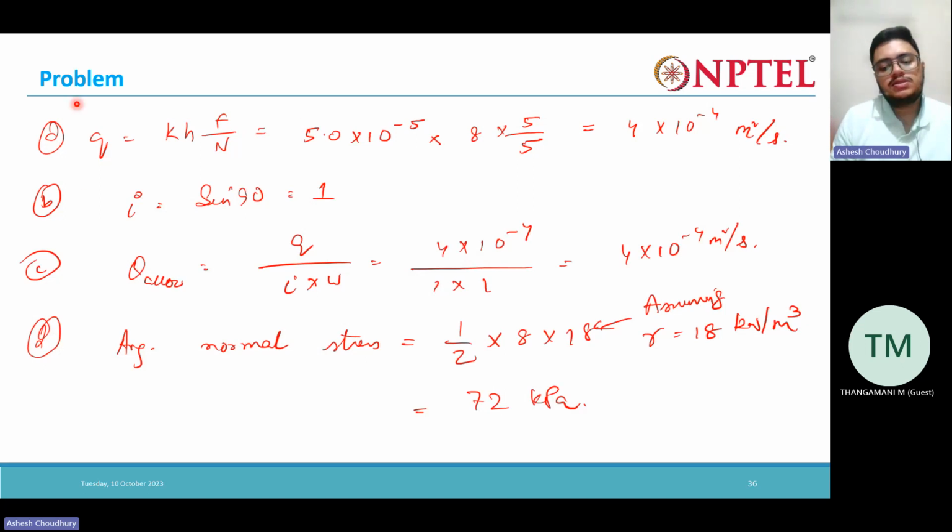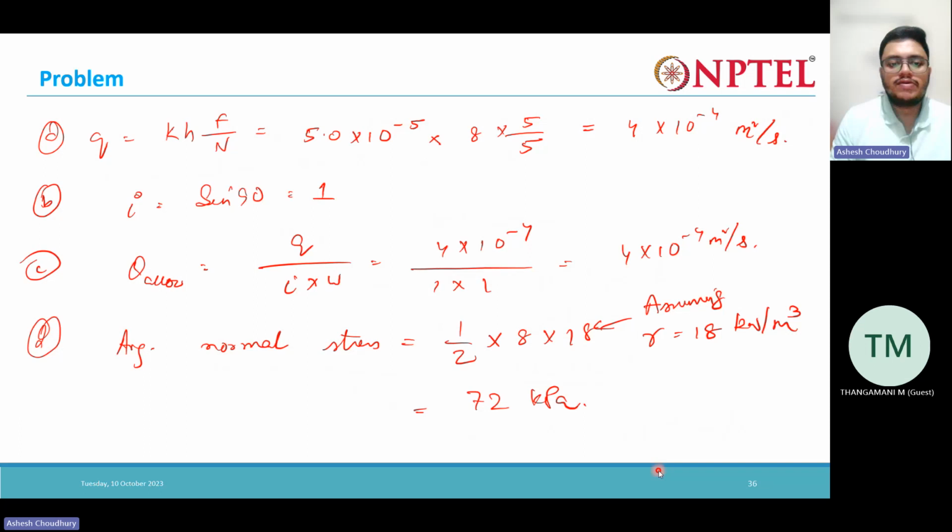Similarly, from the flow lines and equipotential lines, the flow net, we found out the Q value, that is the flow value. I is the gradient. Theta allowable, we find out as much as the theta allowable, or the theta required actually. This is the theta required, and this is the theta allowable. Then we find out the average normal stress. So half into 8 into 18, assuming gamma is 18, so you get 72 kPa.